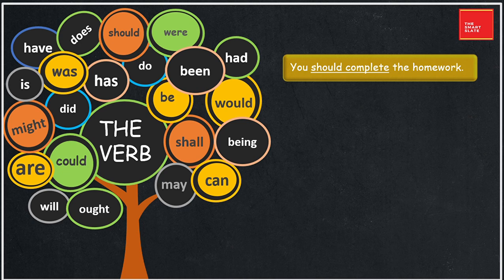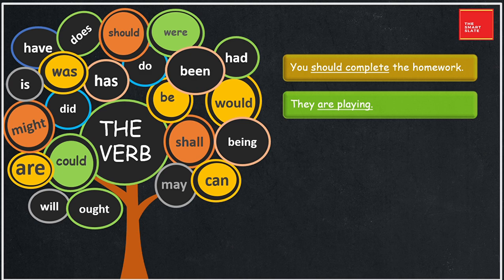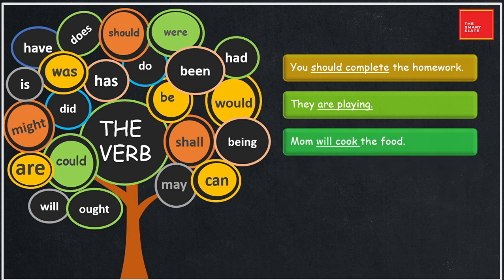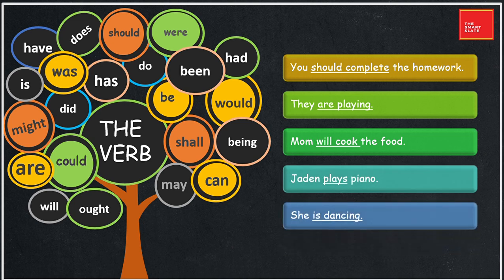So we can split the sentence into noun, verb, adjective, or we can just identify parts of speech in a sentence. So should complete is the verb. They are playing. Are playing is the verb. Mom will cook the food. Will cook is the verb. Jaden plays piano. Plays is your verb. She's dancing. Is dancing is the verb.